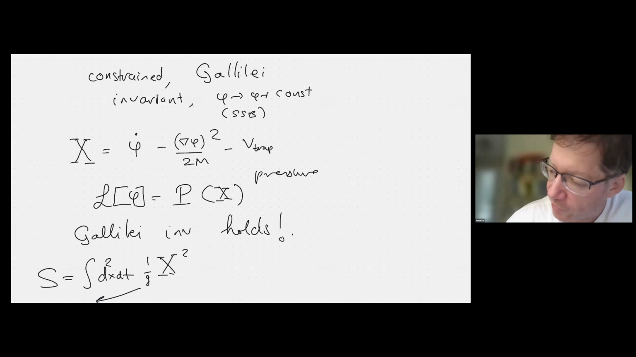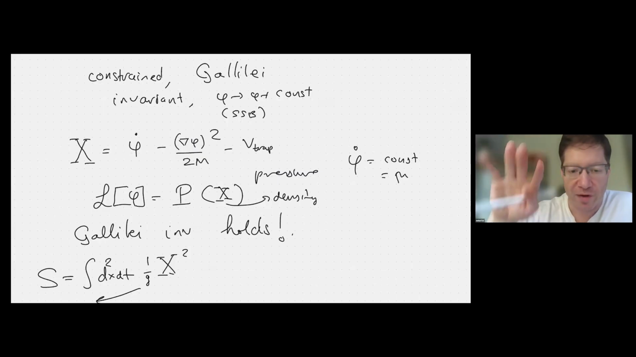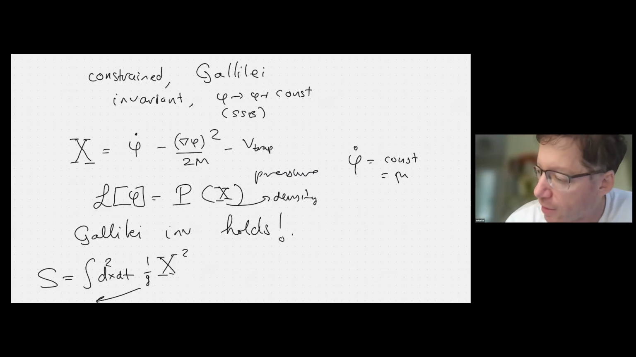Because what is our solution? Our solution was that this is constant, which is equal to mu. That's our solution for the homogeneous superfluid, because you remember that our wave function was just a normalization factor times e to the minus i mu t. So phi dot is just a constant, which is minus mu. So the ground state of the superfluid is just a constant phi dot, and that's why we roughly can think about x as density, and we can think about 1 by g times x squared as pressure, because the action is just the pressure.